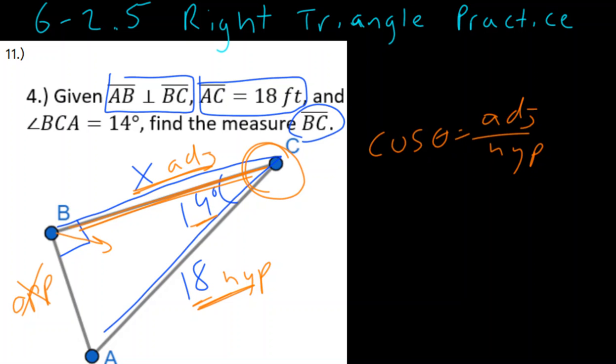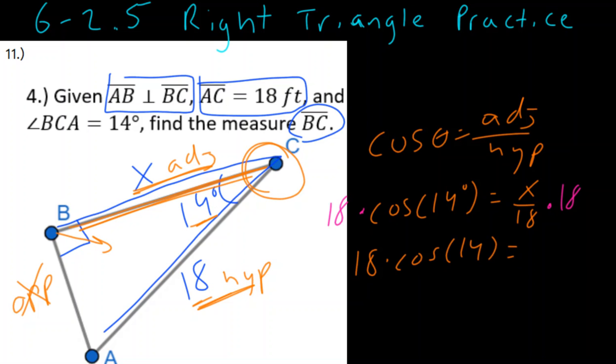Now let's go ahead and fill in all of our information. And so we can say, okay, we have the cosine of 14 degrees is equal to the adjacent x over 18. And I'll even give you our very first step. Remember, you always multiply by the denominator, or what's on the bottom, and so we'll multiply both sides by 18. Now from there, whatever 18 times the cosine of 14 is will equal x. And just make sure that in your Desmos scientific calculator, you have that in degrees.